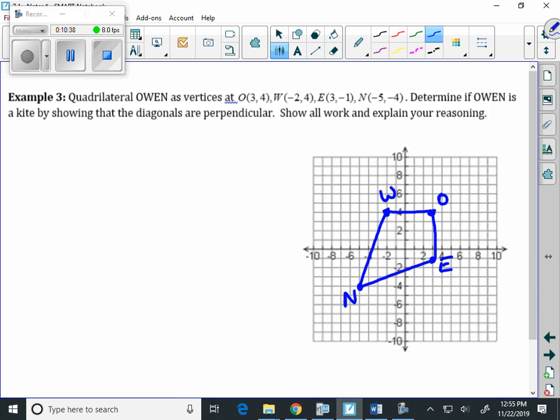Determine if OWEN is a kite by showing that the diagonals are perpendicular. So what we want to show is that NO, one diagonal, is perpendicular to WE. It's kind of like the bones of a kite. Let's figure out what the slope of NO is. We're going to count here. When we draw this in, remember it's rise over run.